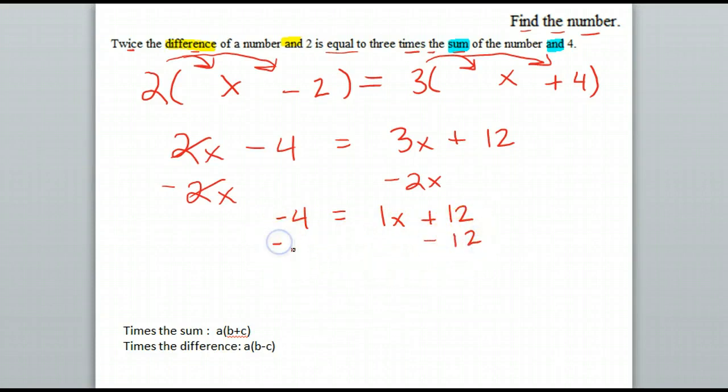Alright, if I do it to the left, I do it to the right. 12s are gone on the right. Instead of writing 1x, I'm just going to write x. Negative 4 minus 12 is negative 16. And there's our answer.